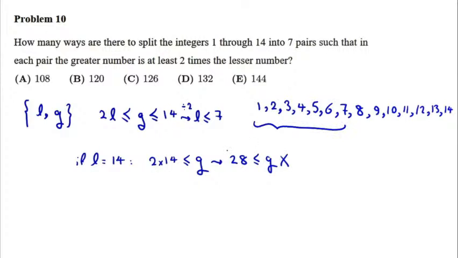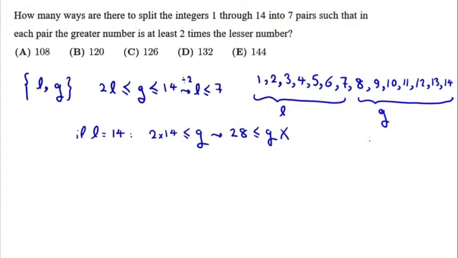Because we have exactly 7 lesser numbers and 7 greater numbers, all these 7 should be lesser numbers. The only possibility is that all these 7 numbers should be greater numbers. So let's consider. If we have lesser number 1, greater number, suppose G1. Let's see what numbers G1 can be. G1 can be at least 2. Because we said greater numbers are from 8 to 14, it can be 8 to 14.